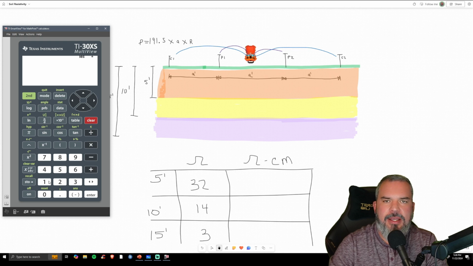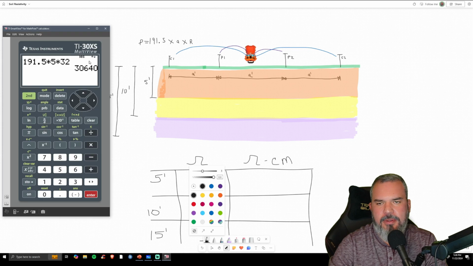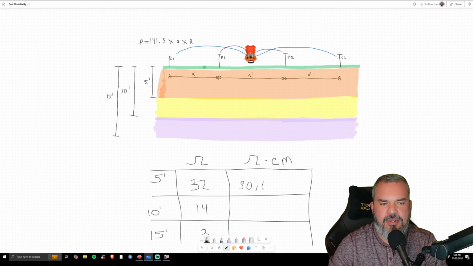So again, we're going to calculate resistivity. We're going to do it for the first layer, which is 5 feet, because we had 5-foot spacing. So we're going to go 191.5 times our spacing in feet, that's the A, at 5 feet, times the resistance we measured, which is 32 ohms. And we're going to hit enter. And that equates to 30,640 ohm centimeters. 30,640 ohm centimeters. Now I labeled it there.